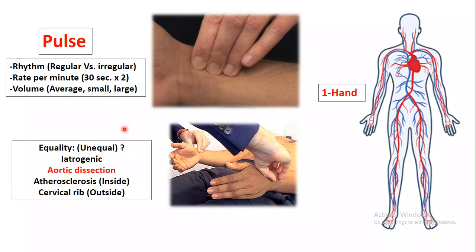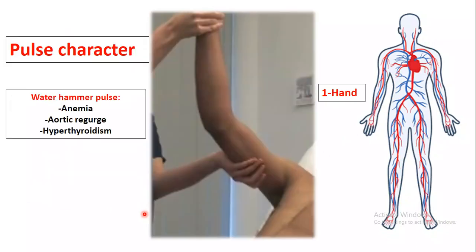The most dangerous cause is aortic dissection, which causes damping of the flow to the left subclavian artery, causing unequal pulse on both sides. This might be seen in about one third of patients with aortic dissection, and this is a life-saving diagnosis. It might also be caused by obstruction inside the artery itself, caused by atherosclerosis, or compression outside by a cervical rib. These are the causes of unequal pulse.